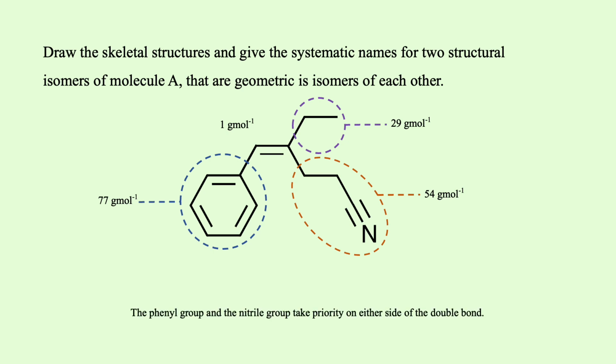But you work out the heaviest groups. So this one here, the phenyl group, is 77, which is far more than the 1 of hydrogen. And then you've also got the nitrile group, which is 54, which is far higher than the 29 of the ethyl group. So the phenyl group and the nitrile group will take priority on either side of the double bond. So in this structure here, this will be a cis geometric isomer.